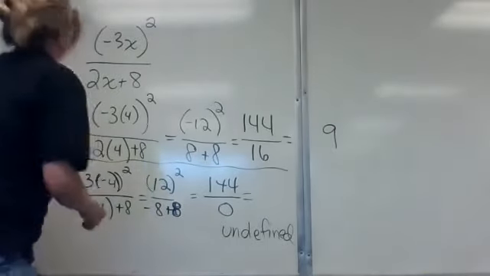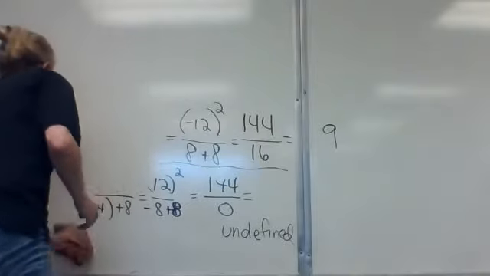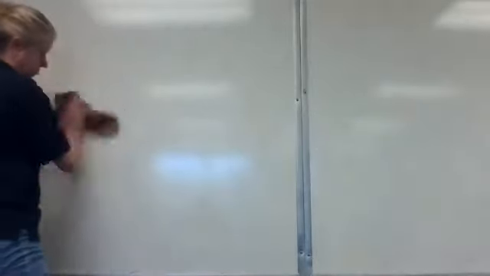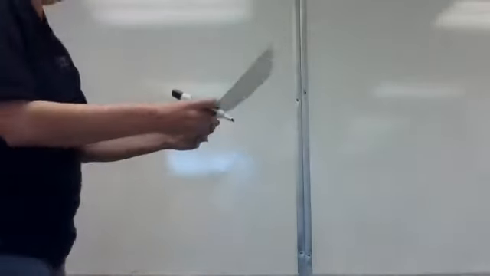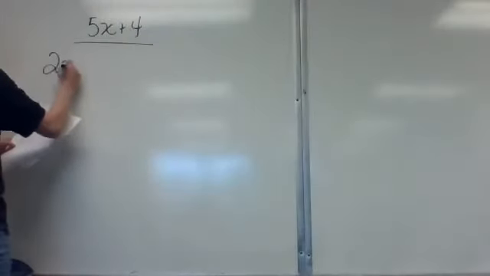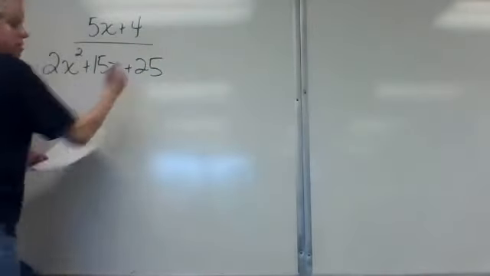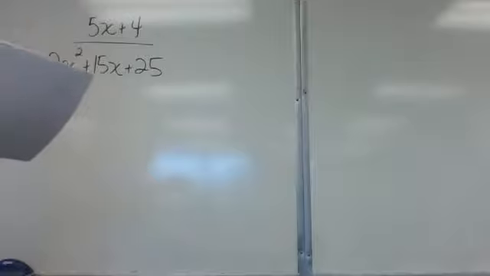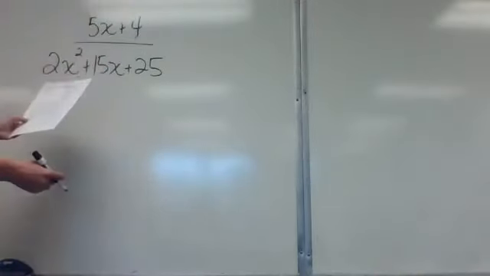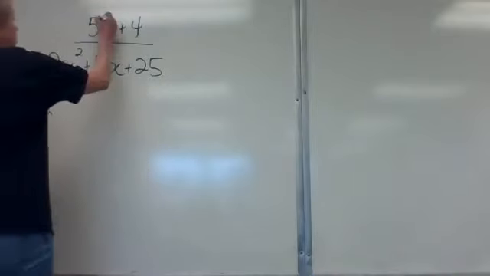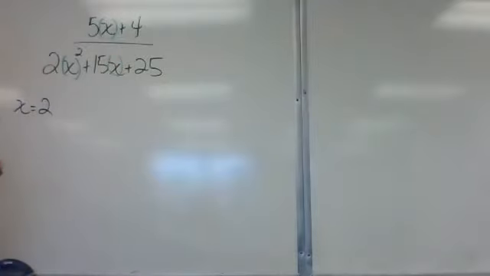Right, number 3, same thing. So on this one, I have 5x plus 4 over 2x squared plus 15x plus 25. The first thing it wants me to do is find out what this would be when x equals 2. So again, everywhere you see an x, you're going to put a 2. So here, here, and here. All those x's are going to be 2's.